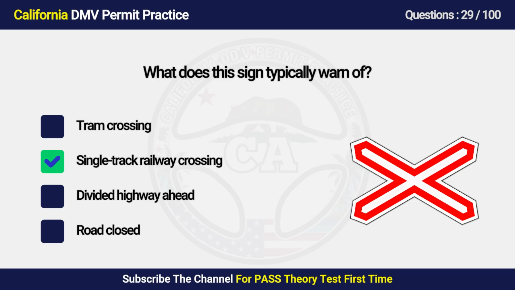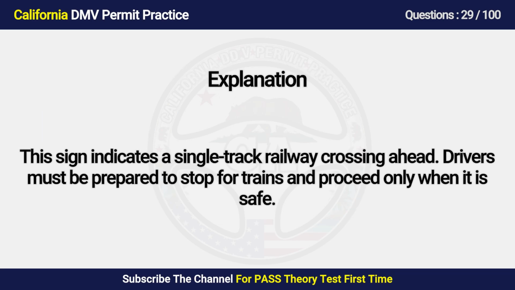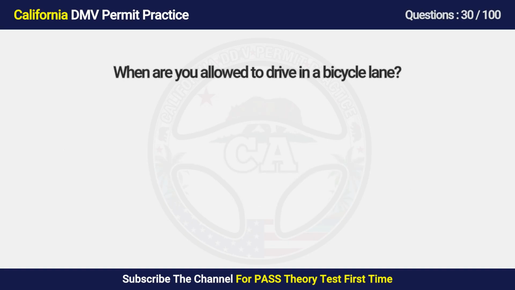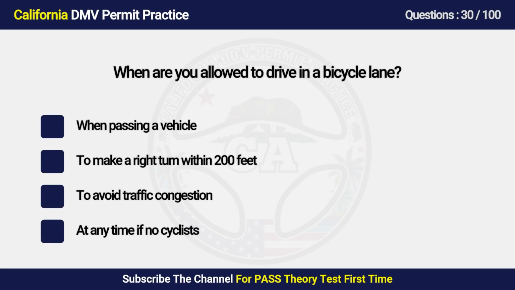Answer is B. Railway crossing. This sign indicates a railway crossing ahead. Drivers must be prepared to stop for trains and proceed only when it is safe. Question 30. When are you allowed to drive in a bicycle lane?